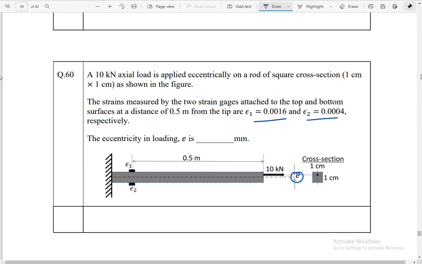This is a square cross sectional area. It means I is equal to B dq by 12, which is A4 by 12. Y is equal to A by 2, half. So y by I is equal to AQ by 6.